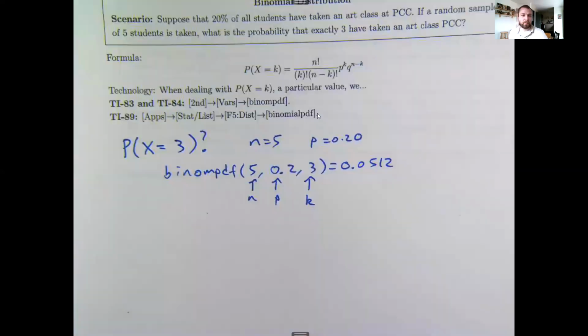Again, my process for the 83 and 84 is second, vars, and then BinomialPDF. For the TI-89, it's StatList Editor, F5 for distribution, and then BinomialPDF.